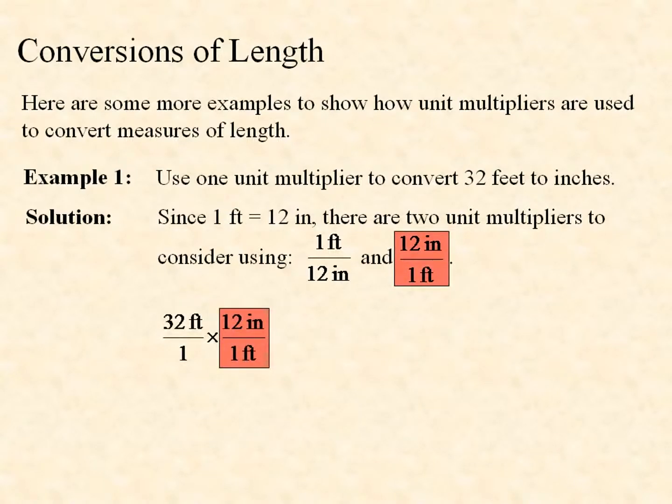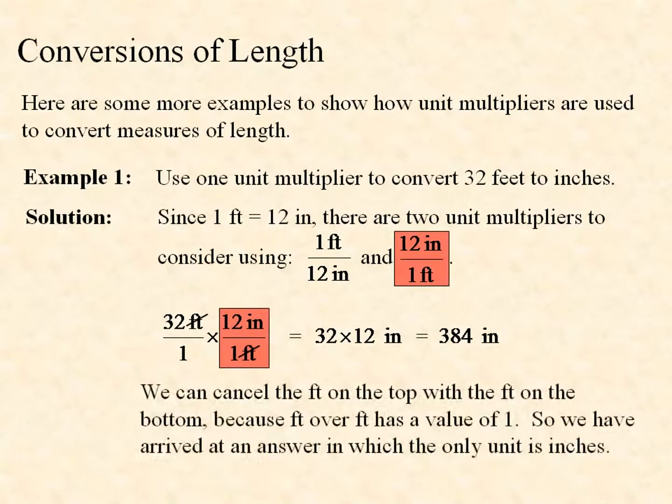32 feet over 1 times 12 inches over 1 foot, the feet cancel. So this is what we want. We get 32 times 12 inches, or 384 inches. We can cancel the feet on the top with the feet on the bottom because feet over feet has a value of 1. So we have arrived at an answer in which the only unit is inches.